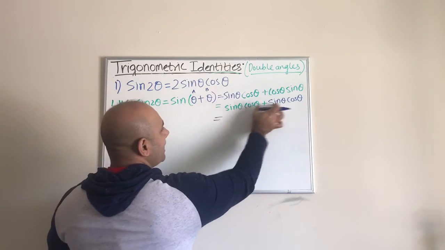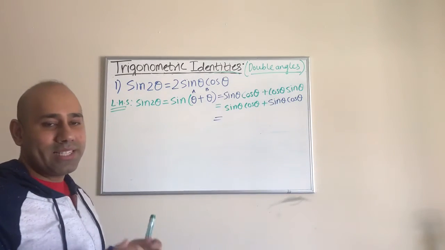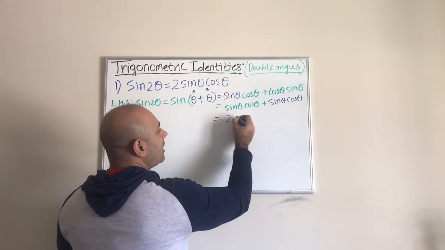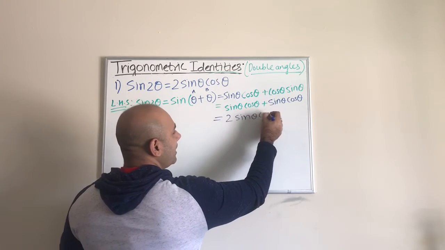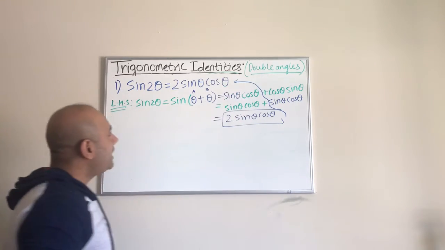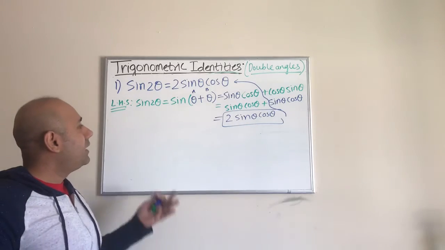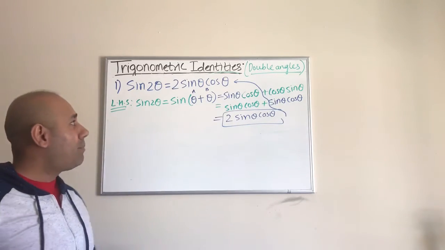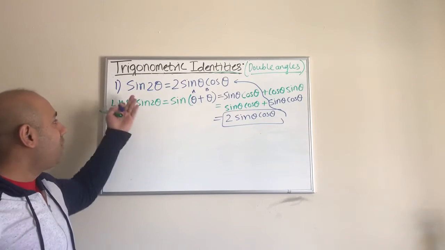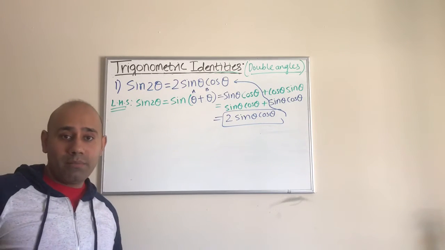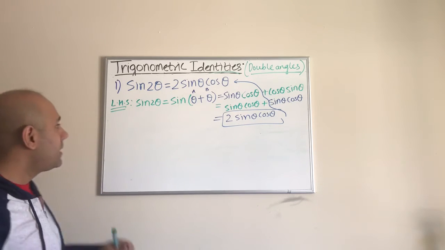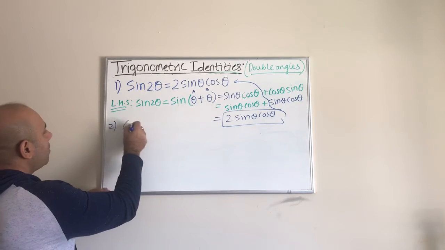Guys, what do we see here? They are exactly the same two terms. If they are exactly the same two terms, we can just add them, and all you're going to get is 2 times sine theta cosine theta. And isn't that what we have on the right-hand side? So we basically proved one of the double angle properties for trig functions: sine 2 theta is 2 sine theta cosine theta. And we were able to do that using the sum property of trig identities that we already know. Similarly, the second one is the cosine of 2 theta.